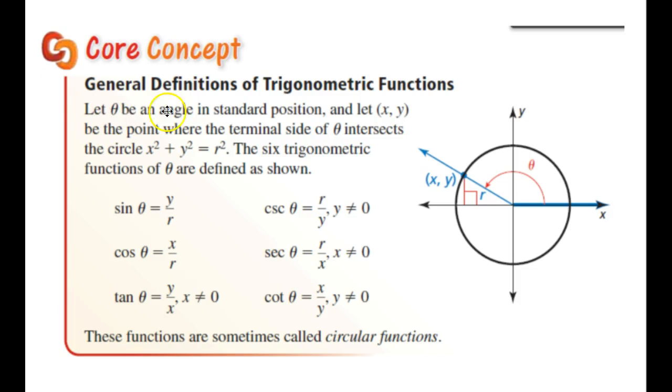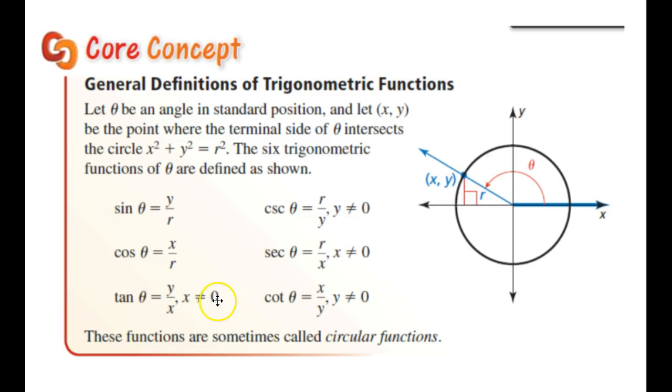So the first thing, here's my general definitions of trig functions. I have an angle in standard position, right? Remember, standard position means one of its rays is along the x-axis, and (x, y) is a point where the terminal side intersects the circle. x squared plus y squared equals r squared, right? So r is that distance and (x, y) is that point.